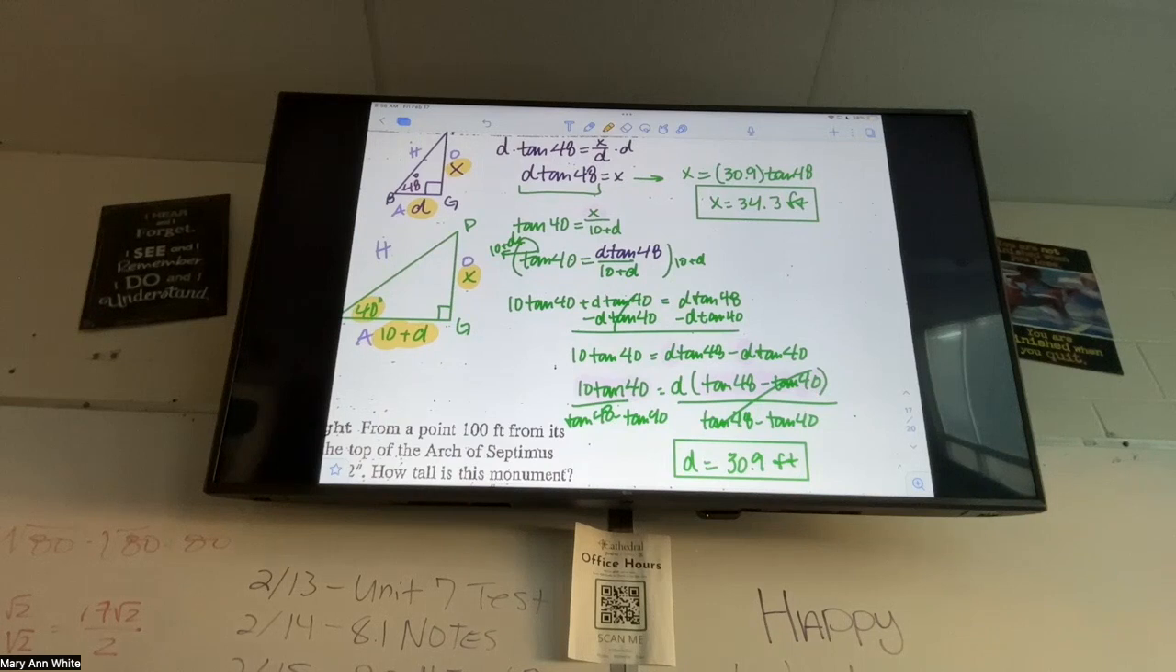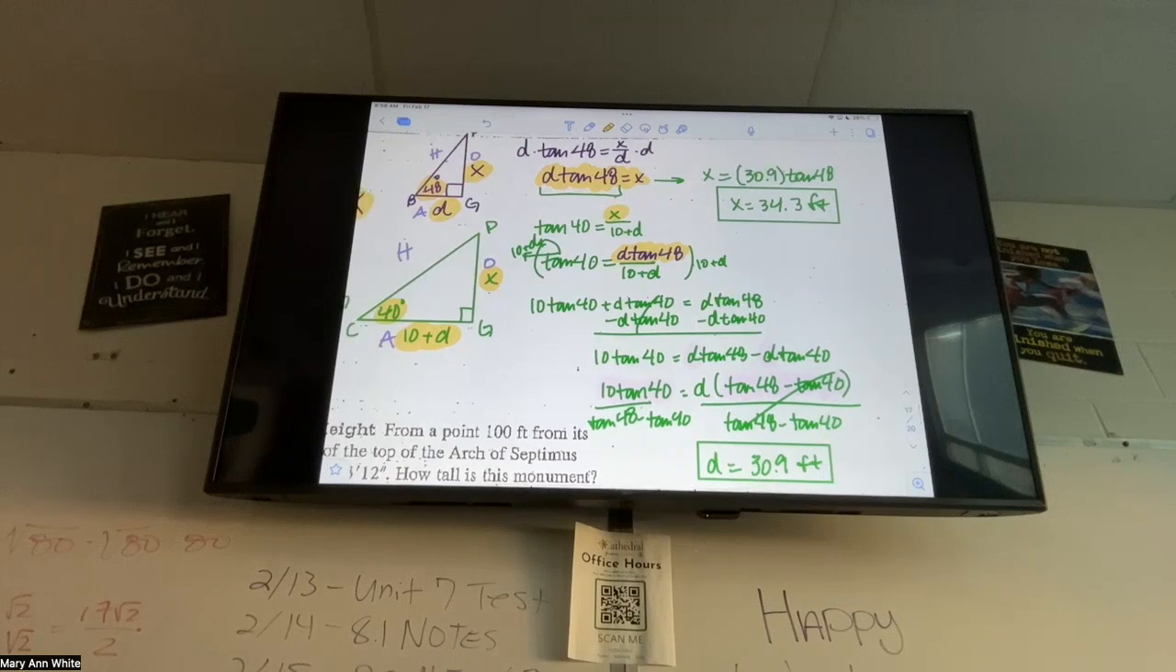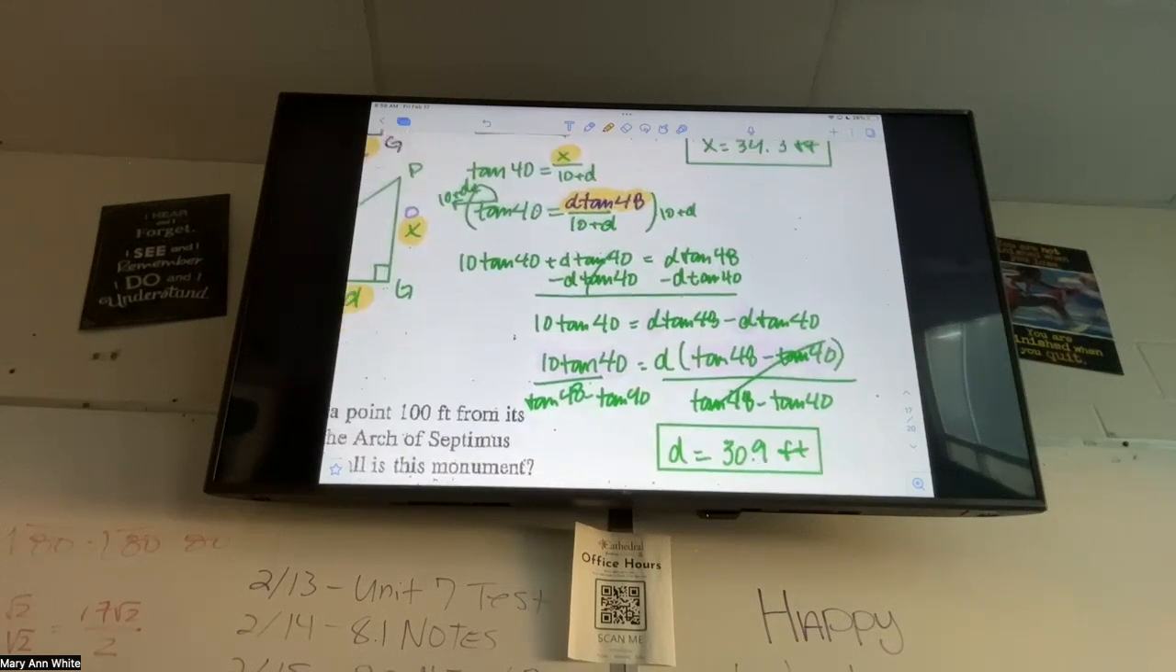So I was looking at that purple triangle first, and I said, okay, I know that I can do tangent of 48 equals X over D. And then we simplified it to get D times tan 48 equals X. The reason we did that is so that we could plug that into my other equation for my X. So I replace X with D tan 48. My second triangle was tangent of 40 equals X over 10 plus D. And when I replace X in terms of D, then I had just one variable and I was able to solve. We did all this algebra yesterday.